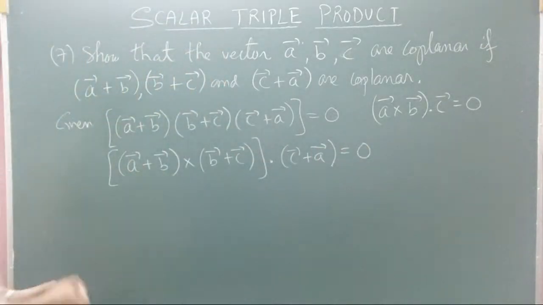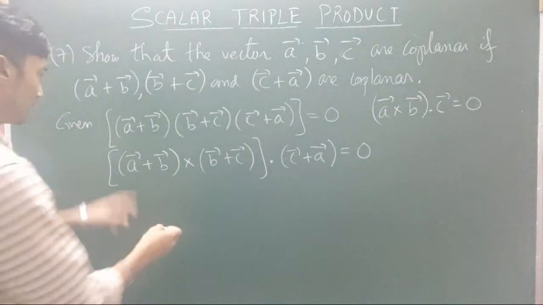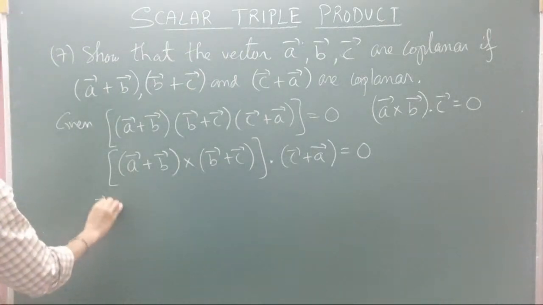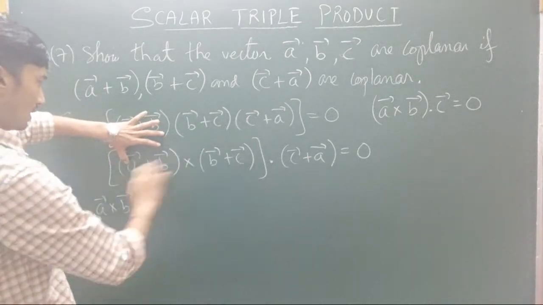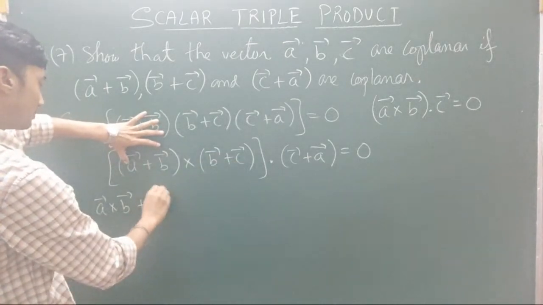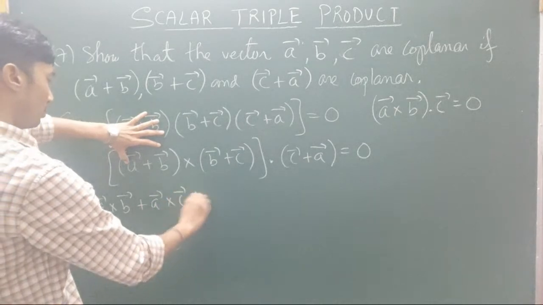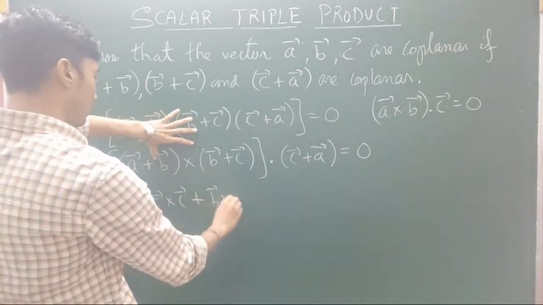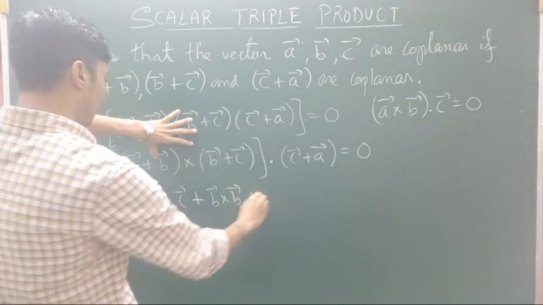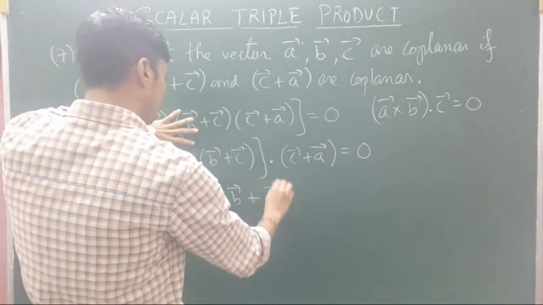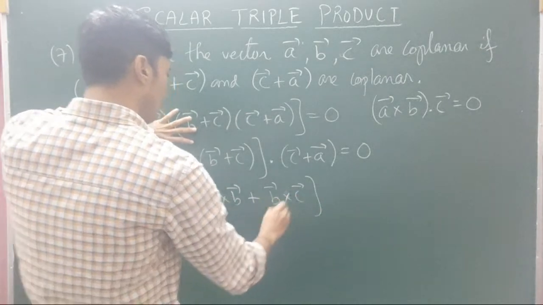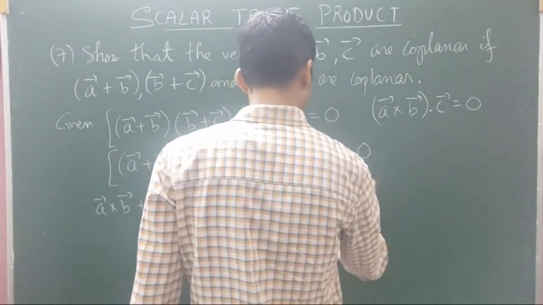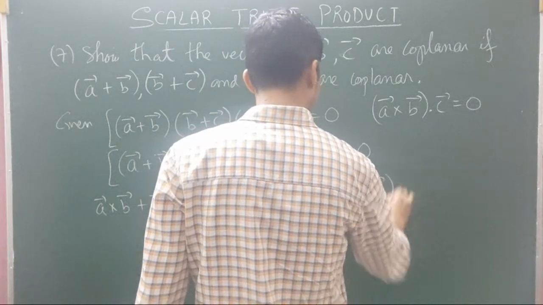Let's simplify this. Simplification only, cross product, multiply. So what will it be? A cross B multiplication. A cross B plus A cross C. Plus this one, B cross B plus B cross C. Dot product with C plus A. That we will deal in the last.